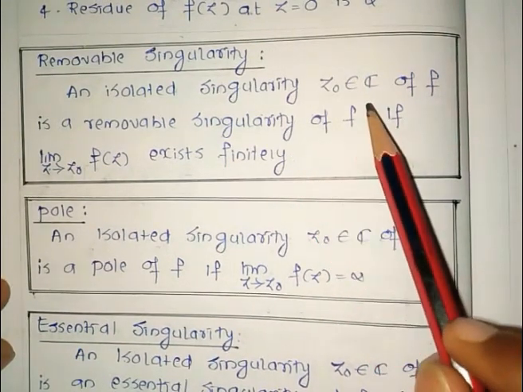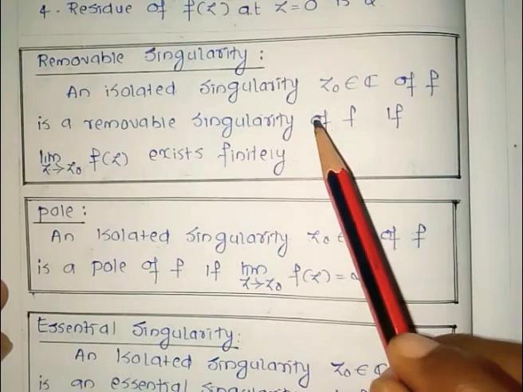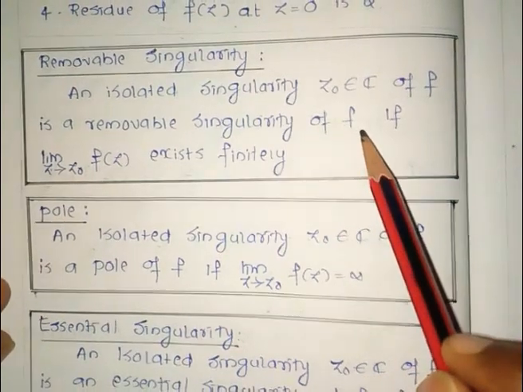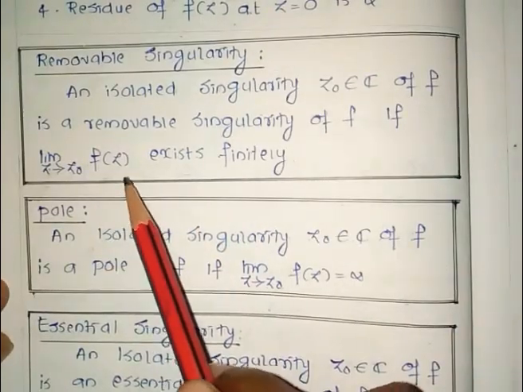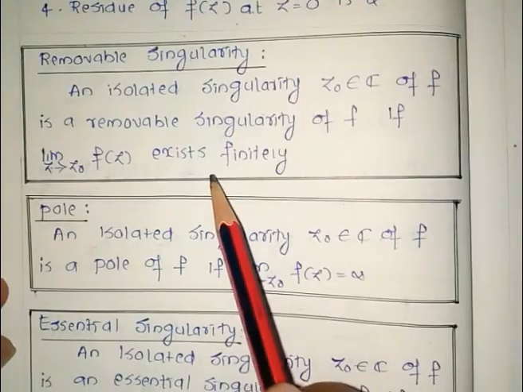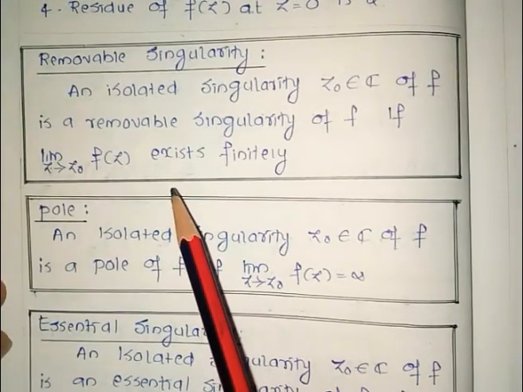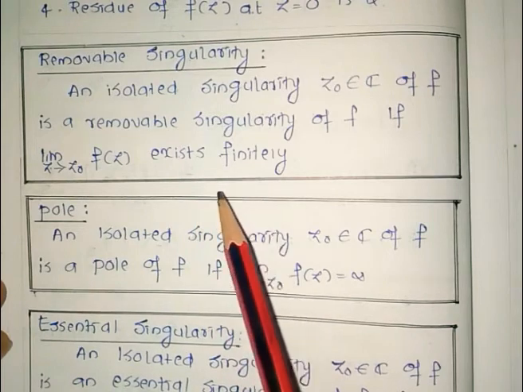That is, a point z not belonging to C is said to be a removable singularity of a given function if the limit as z tends to z not of f of z exists finitely. That is, the limit as z tends to z not of f of z is strictly less than infinity.